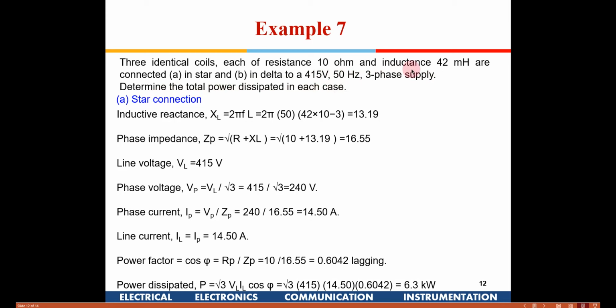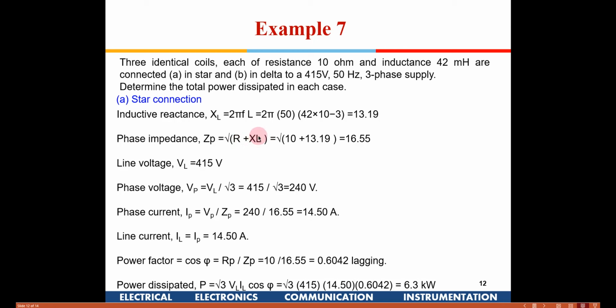So let's first compute XL, since the inductance is given and the frequency is given as 50 hertz. So XL is 2 pi f L, where 2 pi f uses 50 hertz and L is 42 times 10 to the power of minus 3. So you get 13.9 ohms.